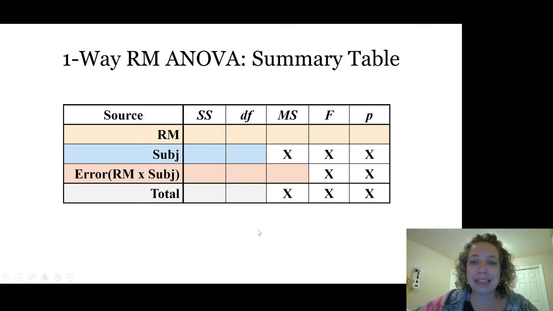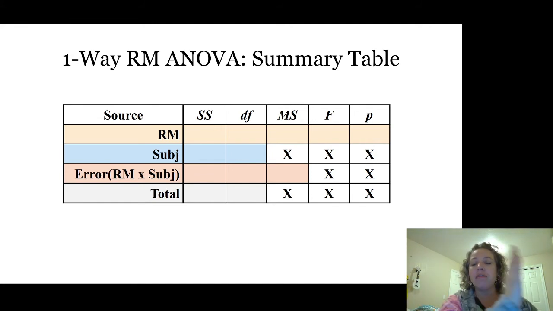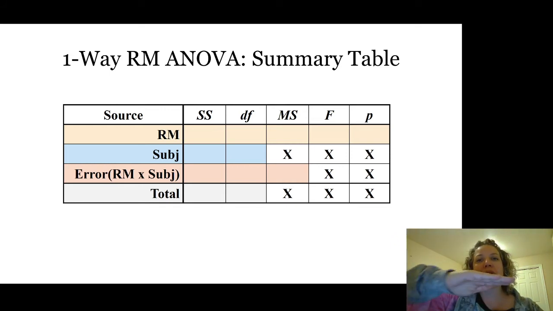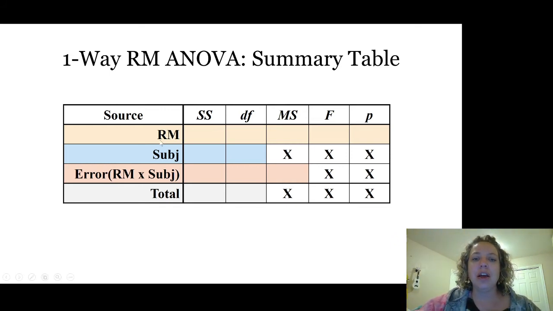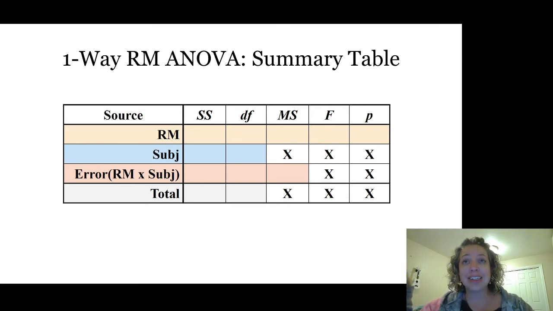So here is the basic outline of a one-way repeated measures ANOVA summary table. You'll notice it's very similar to the independent groups ANOVA, that our first column is sum of squared, degrees of freedom, mean sum of squareds, F, and then P. That's the same order of the columns going across, but the rows going down are slightly different. The first one here in the general format is the repeated measures factor. That's the thing we want to test, and that's usually the only one that gets a p-value.